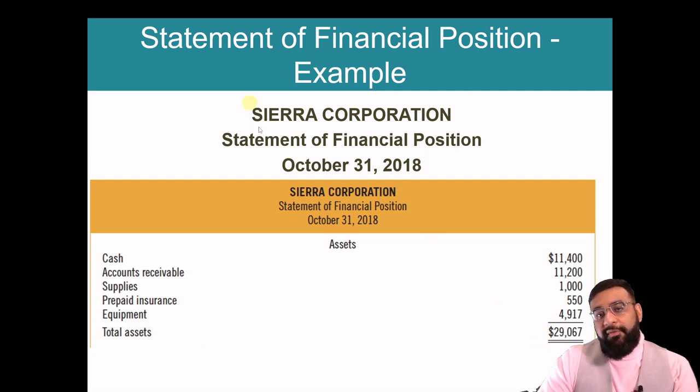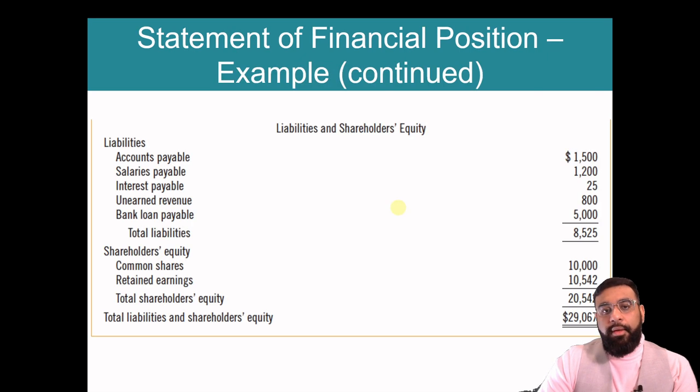So the whole point of the statement of financial position is to get the accounting equation to balance. Remember, the accounting equation is assets equals liabilities plus shareholders' equity. So now we're going over to the liabilities and shareholders' equity side. For liabilities, we have all these main accounts. We have accounts payable, salaries payable, interest payable, unearned revenue, and the bank loan payable. All of our liabilities added together give us 8,525.